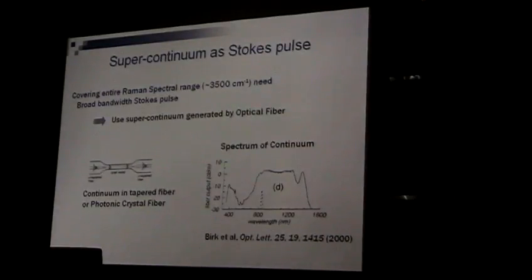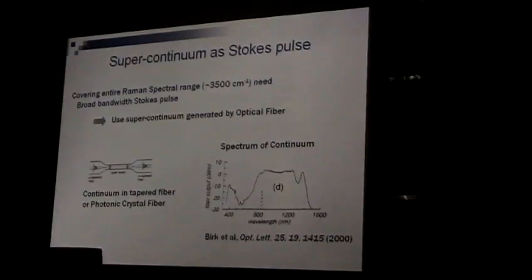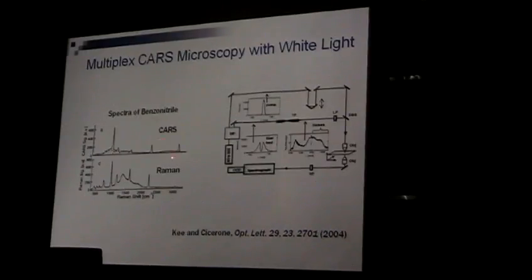Another problem is, you may wonder why the vibrational spectrum is only from about 1200, actually about 1000 wave number. That is because they just use a 100 femtosecond laser, so you don't have that much bandwidth. So another group tried to use supercontinuum out of a fiber. You can generate a continuum almost like an octave, and they used it to demonstrate you can get almost the entire vibrational frequency range of CARS in one shot.